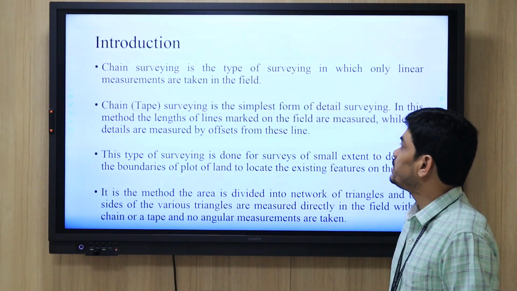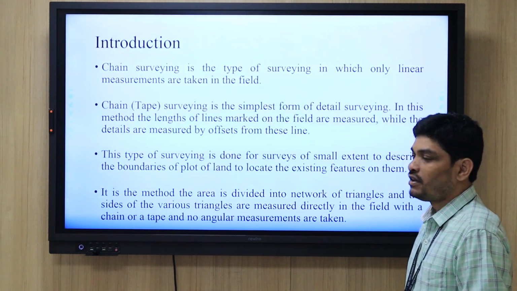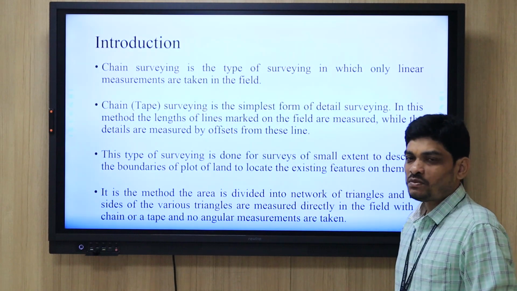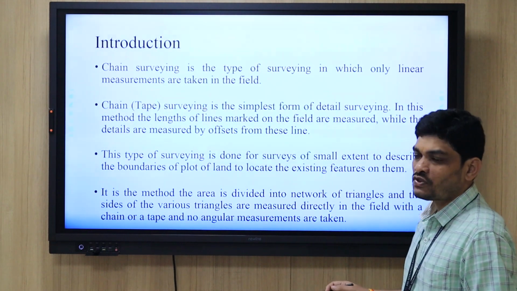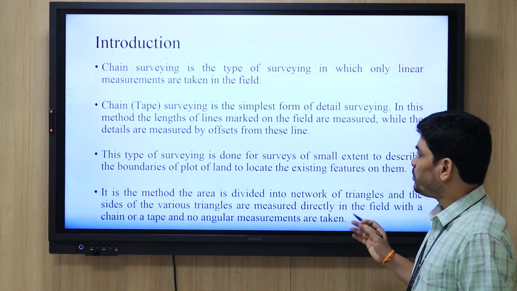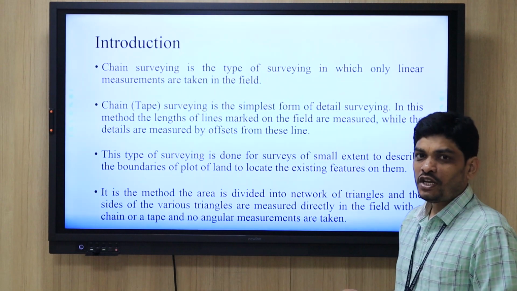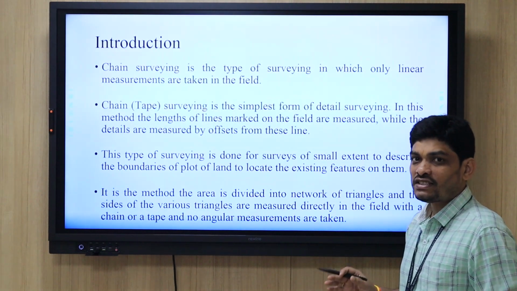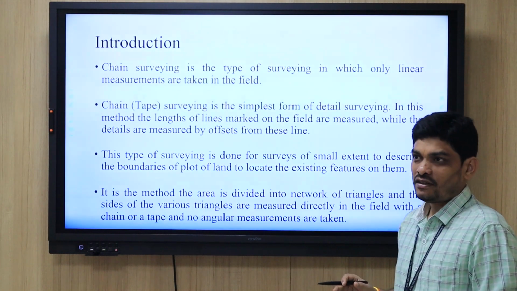Introduction. Chain surveying is a type of surveying in which only linear measurements are taken in the field. Using these linear measurements, we can calculate the area by the principle of triangulation. Triangulation is very important. The basic principle of chain survey is triangulation, and using it we can calculate the areas.